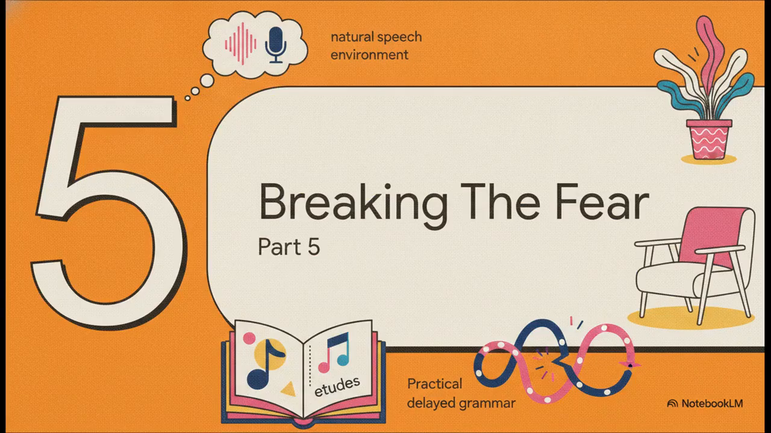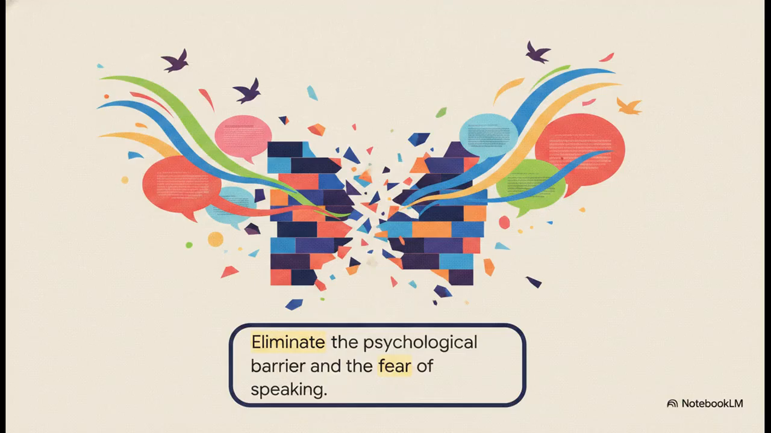Let's move on and see how this builds into part 5, breaking the fear barrier. When you combine natural speech generation, relaxed environments, practical etudes, and delayed grammar, what is the actual result for the student? Well, the ultimate goal is to completely eliminate the psychological barrier and the fear of speaking. Over the course of just a few short months, students gain the confidence to communicate freely. They express themselves naturally. Yes, for sure, they might make minor mistakes initially, but they are communicating. They understand others, and others understand them.